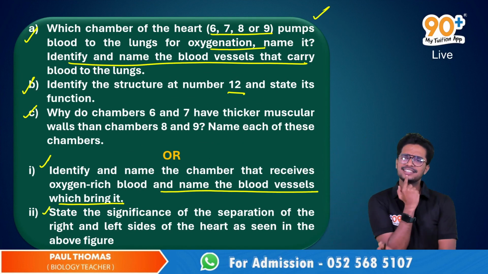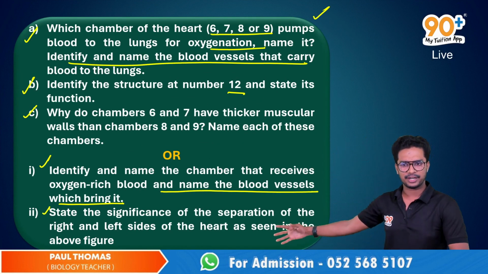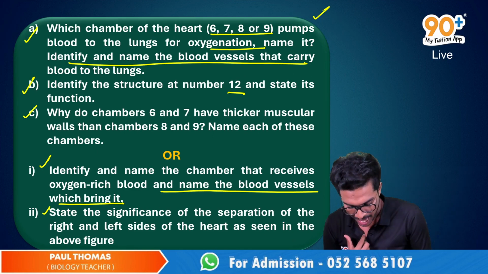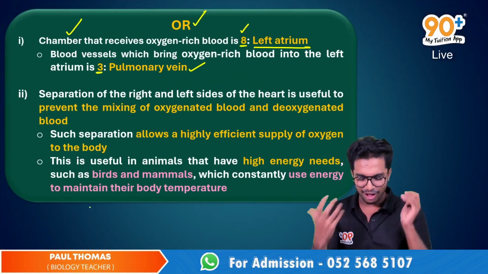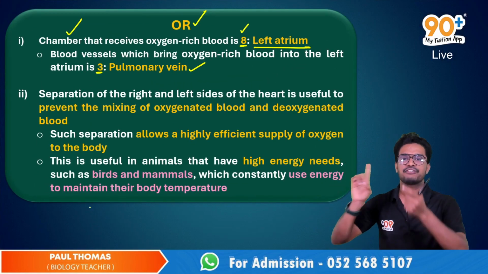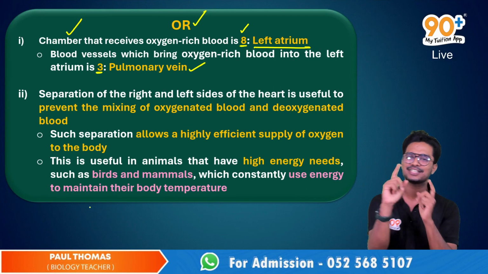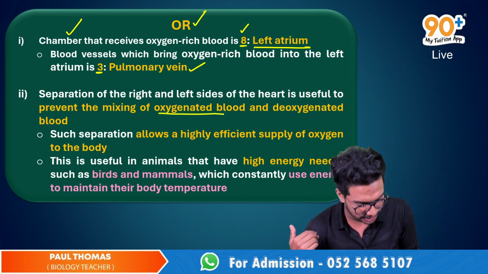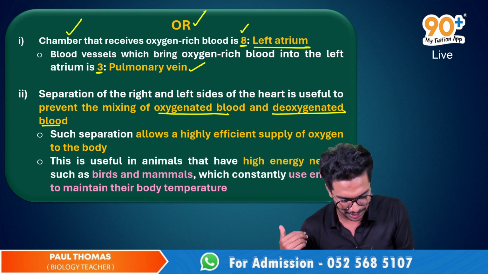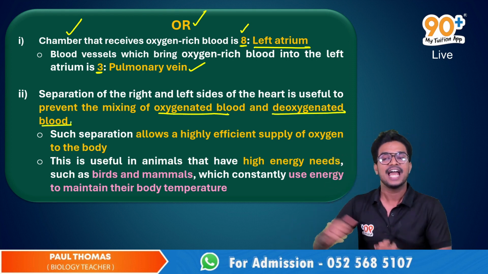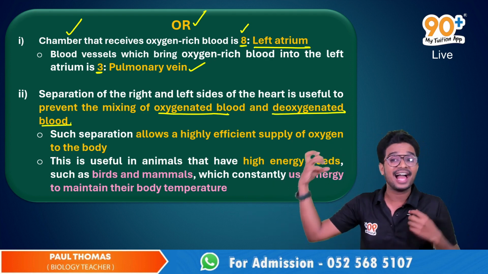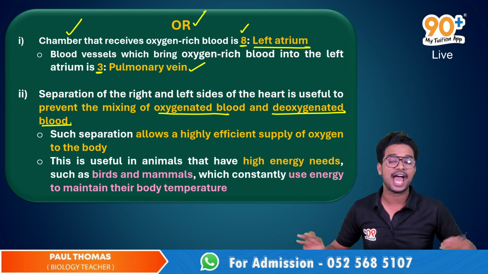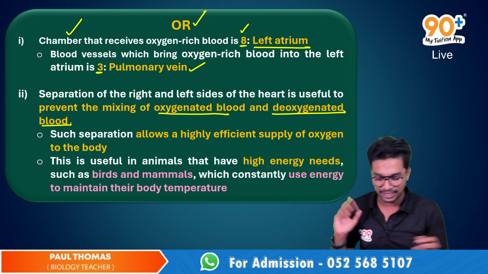Now we are moving on to the last part of this question. Here it is: state the significance of the separation of the right and left side of the heart as seen in the above figure. We know that point. I already taught you that the separation of the right and left side of the heart is useful to prevent the mixing of oxygenated blood and deoxygenated blood. What is the need of that? Because such separation allows a highly efficient supply of oxygen to all parts of the body and even to all cells of the body. That is the first point.